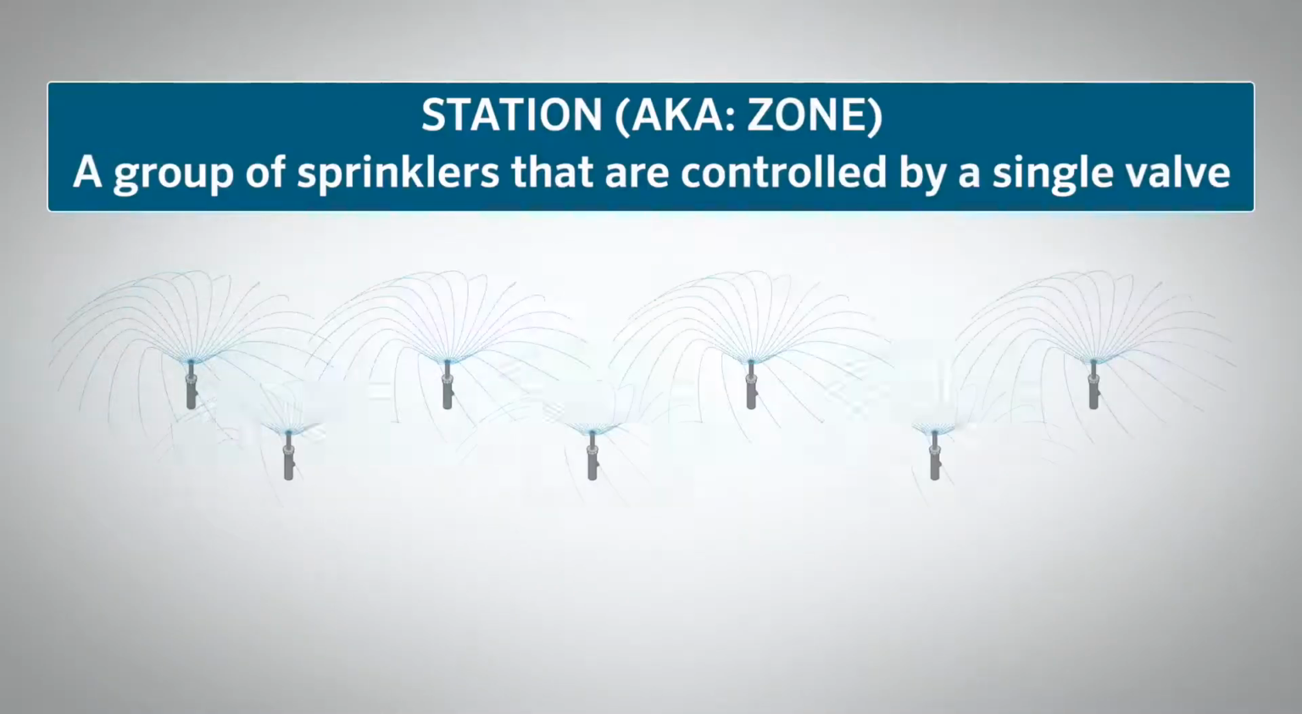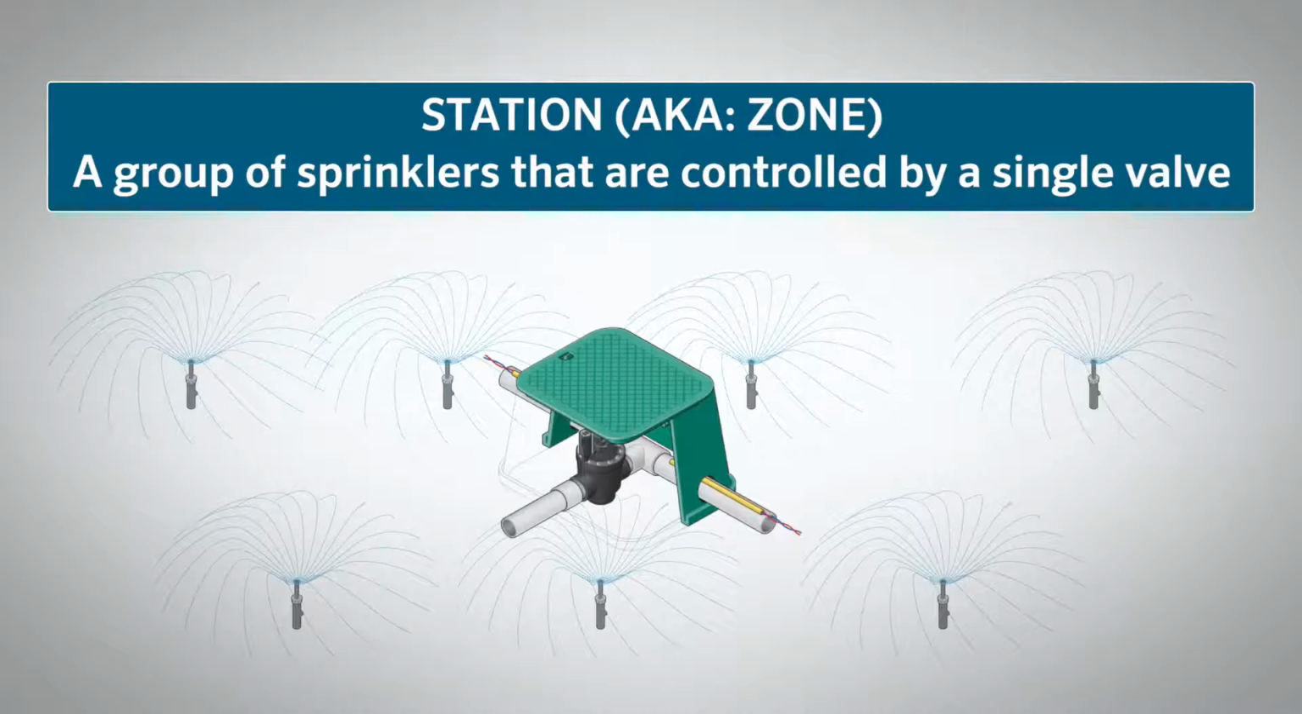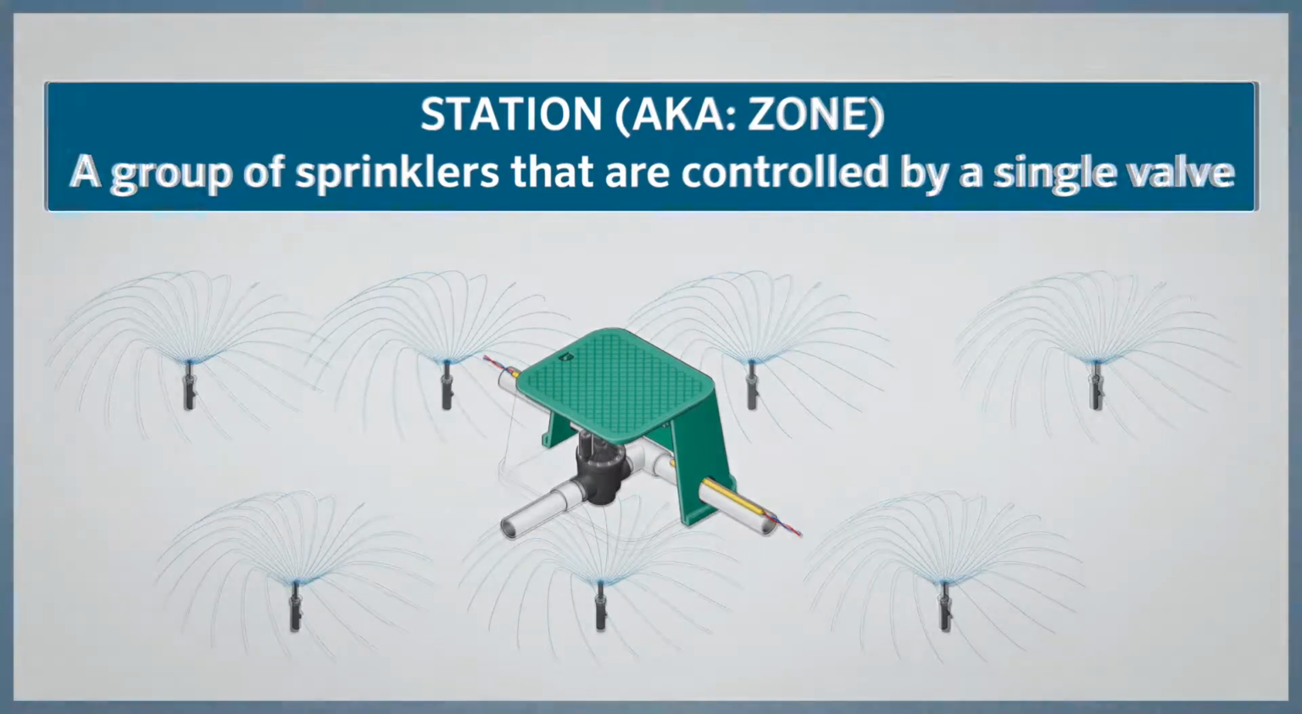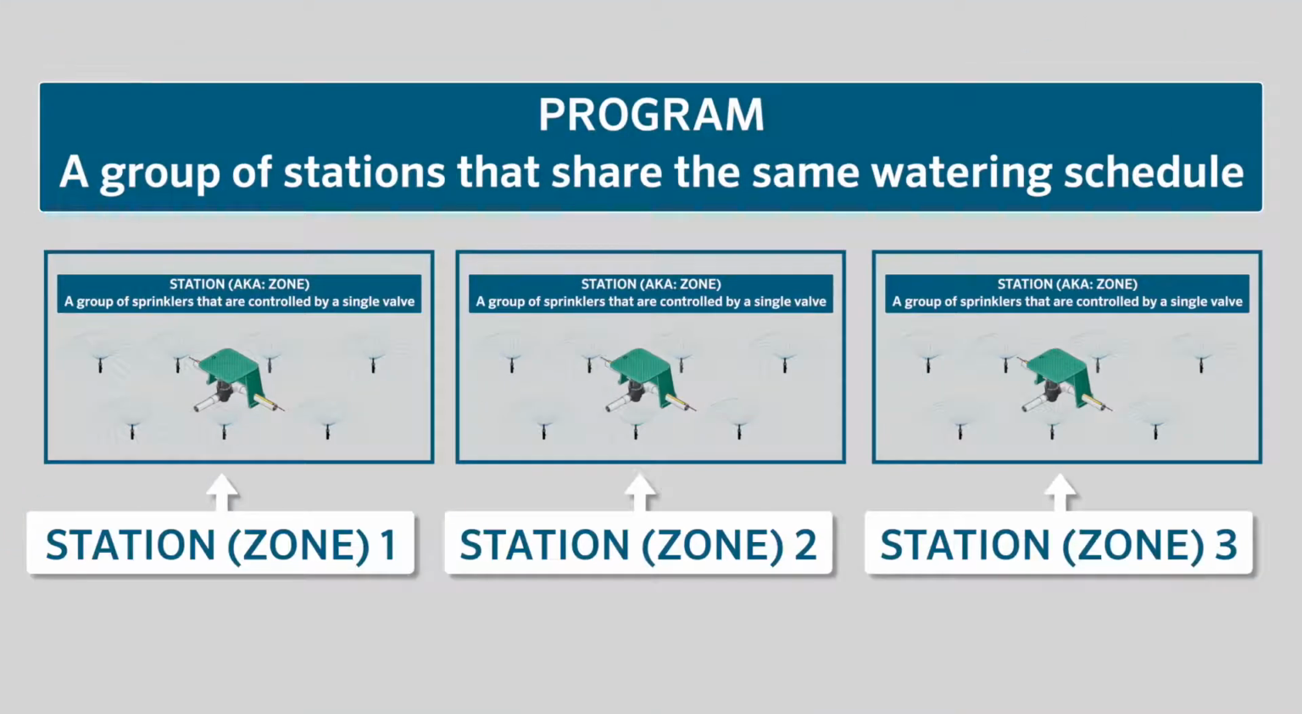Now that we have programmed our current date and time, we are ready to set our watering schedules. But before we do that, let's review terminology. A station is a group of sprinklers that are controlled by a single valve. A station is also known as a zone. A program is a group of stations that share the same watering schedule.